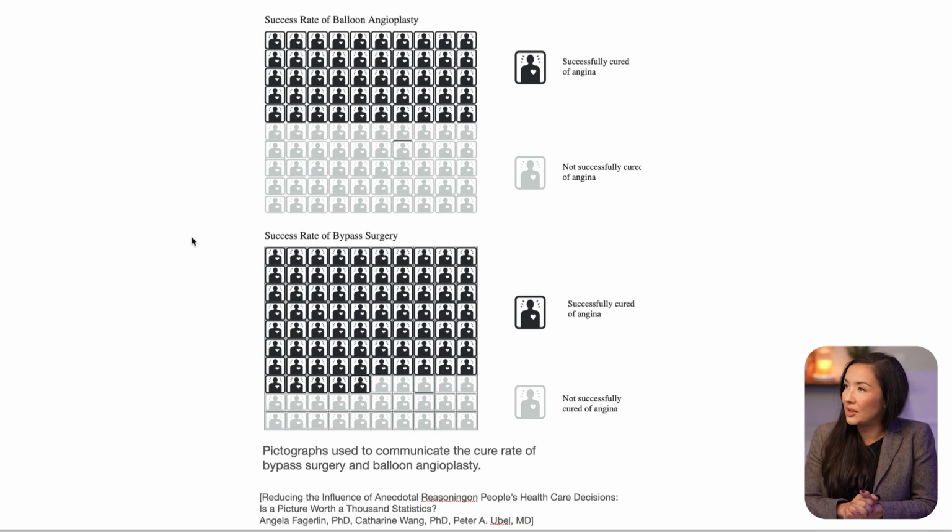What we have in this visualization here is we are shown two different grids. One is the success rate of balloon angioplasty, and the other one is the success rate of bypass surgery. And the darker icons represent successful cures versus the non-successful ones that are grayed out. And this is a very, very common way of expressing this information, where you have a colored version and a grayed out version to indicate the opposite of whatever the colored case is.